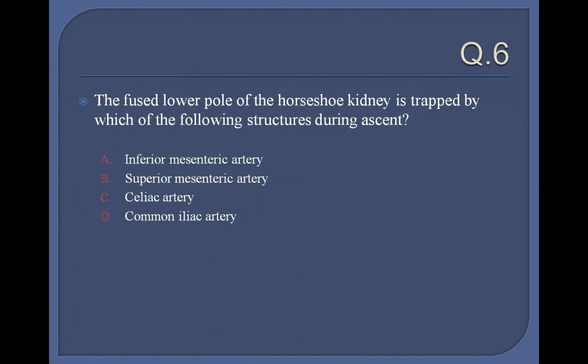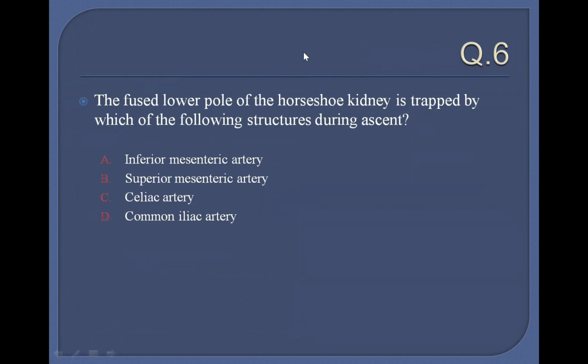Question number 6. The fused lower pole of the horseshoe kidney is arrested by which artery? First answer, A, sir: inferior mesenteric artery. Can I make a statement here? Sir, there is one book which says it is the superior mesenteric artery. I can give you the reference.